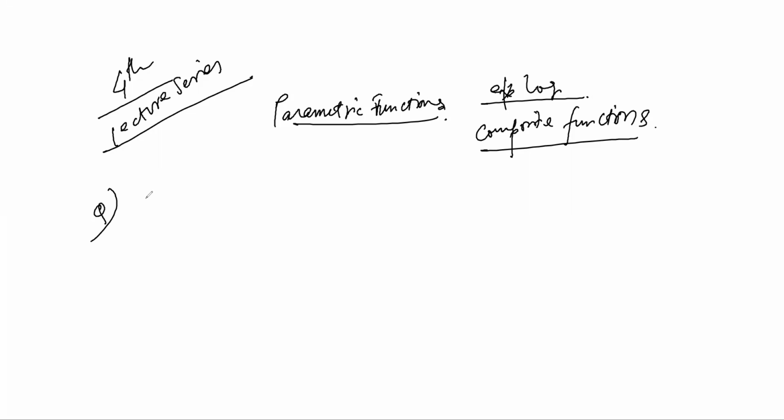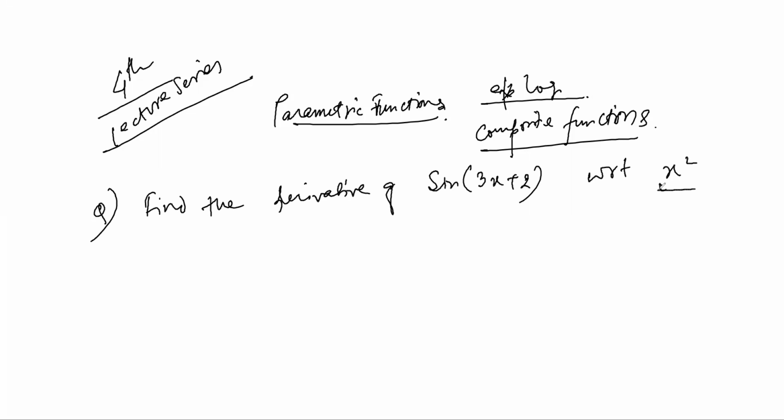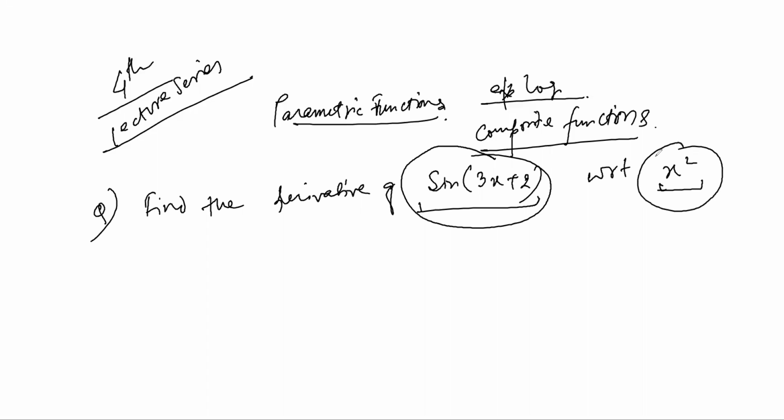I'm writing a question: suppose find the derivative of sine 3x plus 2 with respect to x square, not with respect to x, but with respect to x square. So basically we need to differentiate this with respect to this. In our previous videos, we used to differentiate the functions with respect to the independent variable which was already given in the function. But in this question, I'm going to show you how to differentiate a function with respect to another function.